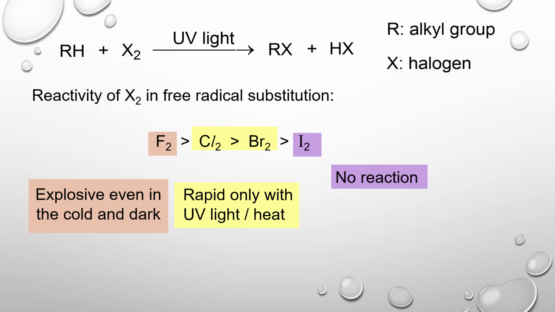So in terms of reactivity, in the free radical substitution reaction that we're going to talk about, we will be using mainly Cl2 and Br2, or I should say many of the examples that you see will be Cl2 and Br2, because they can react in the presence of UV light. Whereas with I2, nothing will happen, so we will not use it. And F2 is too explosive, so we will also not use it.